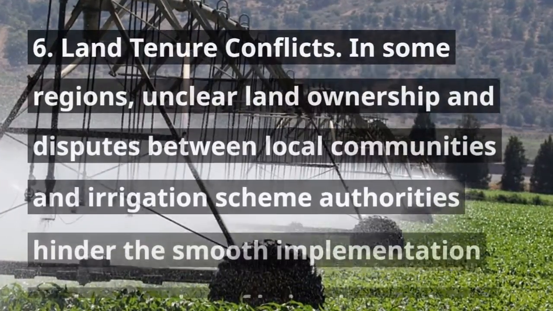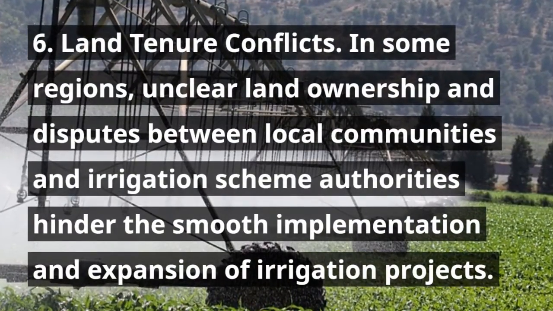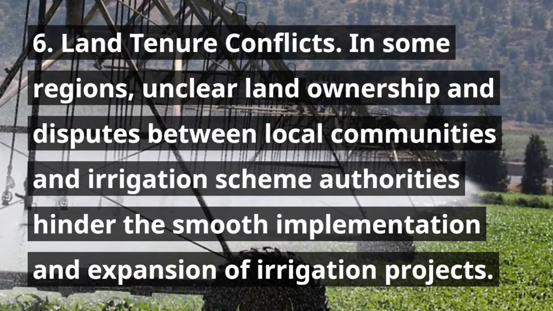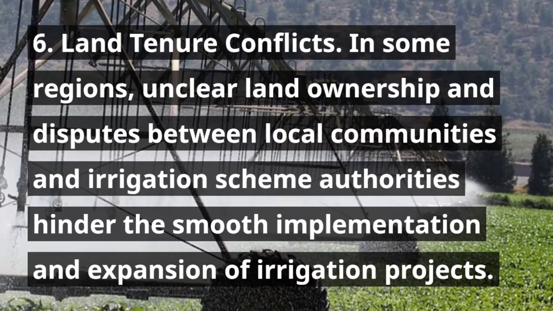6. Land tenure conflicts. In some regions, unclear land ownership and disputes between local communities and irrigation scheme authorities hinder the smooth implementation and expansion of irrigation projects.